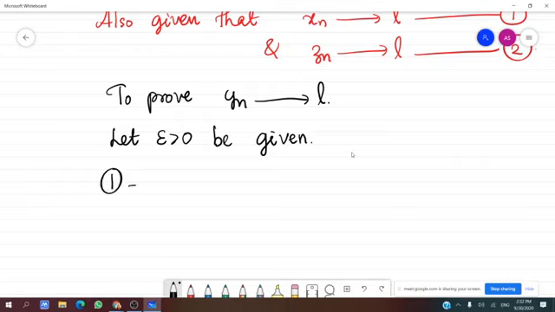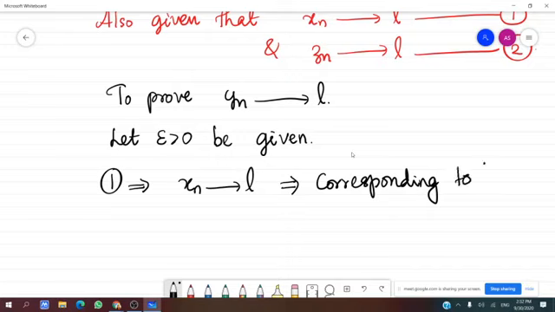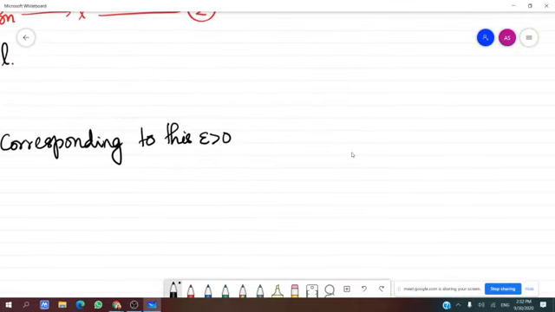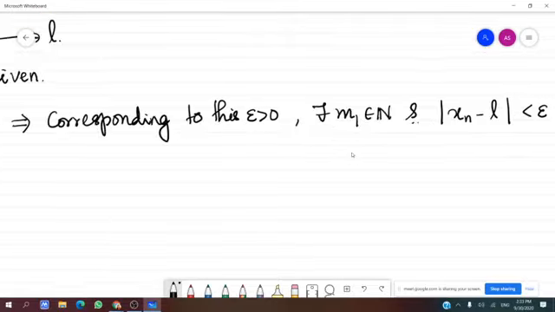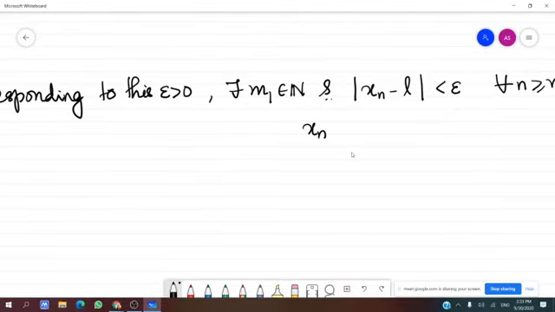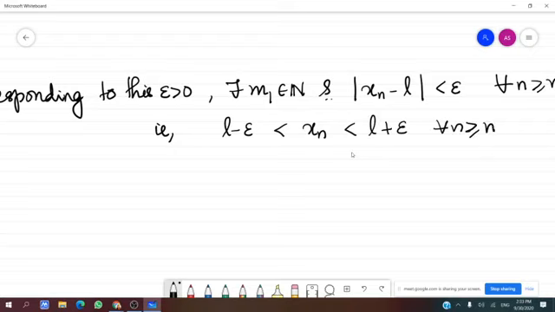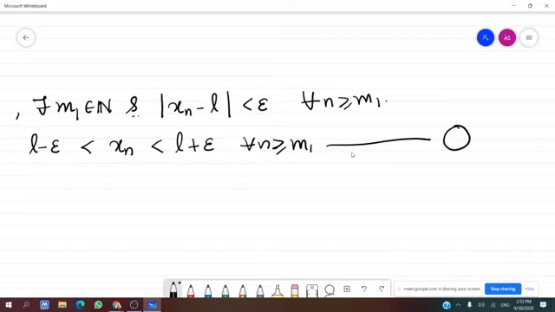By condition number 1, since sequence xn converges to L, corresponding to the above epsilon, we can find a positive integer M1 such that modulus of xn minus L is less than epsilon from the M1th term onwards, for all n greater than or equal to M1. Or I can write xn is lying between L minus epsilon and L plus epsilon for all n greater than or equal to M1. Let it be condition number 3.